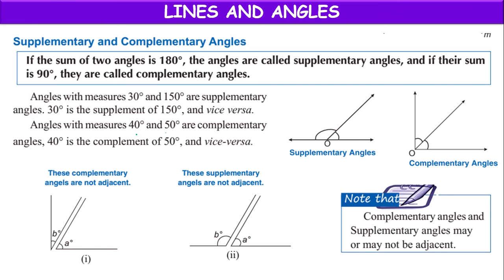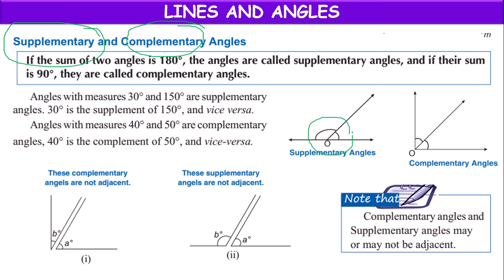Next, children, we have supplementary angles and complementary angles. Actually, they are not a single angle. They are a sum of angles, a group of angles. If the sum of two angles is 180 degrees, they are called supplementary. But if their sum is 90 degrees, they are called complementary. So supplementary and complementary angles are not a single angle.